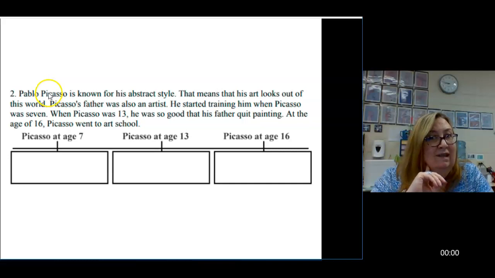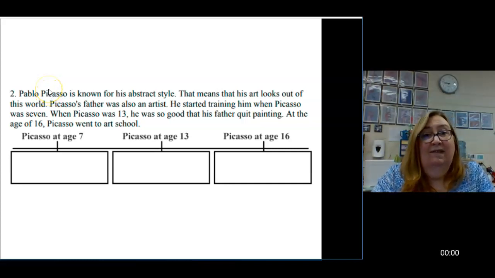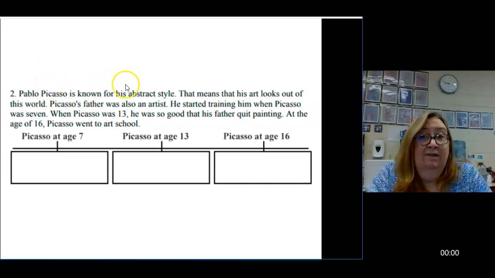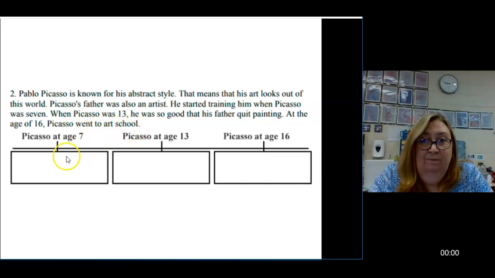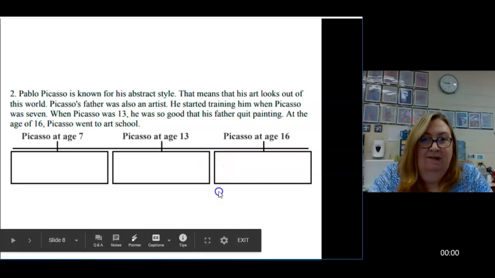This one doesn't give us years. It gives us ages, so years in a different way. Pablo Picasso is known for his abstract style. That means that his art looks out of this world. Picasso's father was also an artist. He started training him when Picasso was 7. When Picasso was 13, he was so good that his father quit painting. At the age of 16, Picasso went to art school. So at age 7 is when he started training with his father. At age 13, he became so good it caused his father to quit, which doesn't make sense. And at age 16, he went to art school. Chronological order, things in the order that they happened.